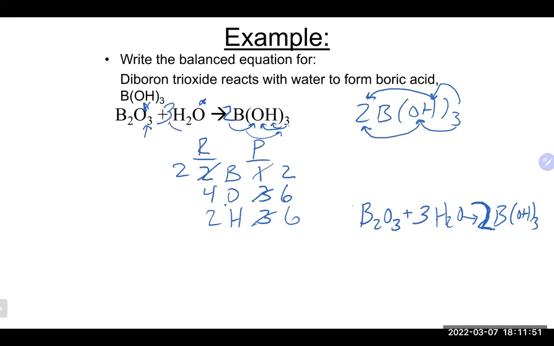We also need to distribute the three back here to this guy. Three and three give me six oxygens, and three times two gives me six hydrogens. In this particular case, by putting that three, it actually took care of both of the things that we needed, took care of the hydrogen and oxygen. And sometimes that does occur. Sometimes things just sort of fall into place after you put a few numbers up on the board. Any questions on this one here?